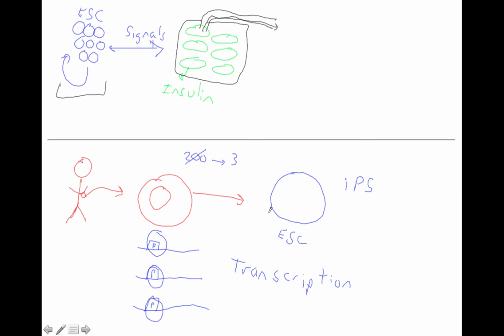They also offer the advantage of being from the person who needs them. So if I needed them to cure a disease I had, I could be confident that my body's going to recognize these as self cells, my self cells, and they're not going to be destroyed by my immune system. So they do offer some potential.